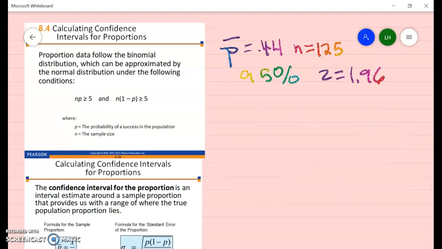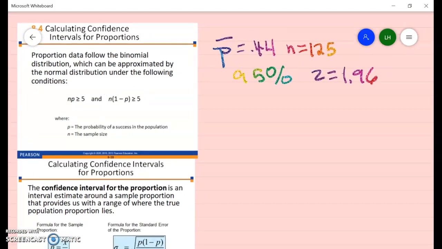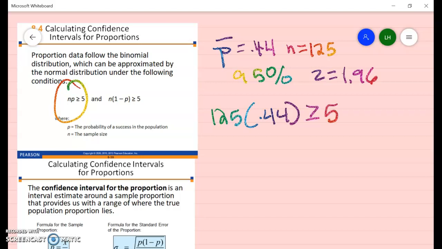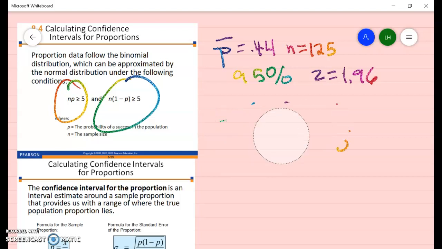Now, we should have checked to make sure that we can use the normal distribution. So what you do is n times p. So 125 times 0.44, and I can guarantee that that is greater than or equal to 5. You can calculate it to see. And then 125 times 1 minus 0.44. And that is definitely greater than or equal to 5. So you can check that just to be sure.